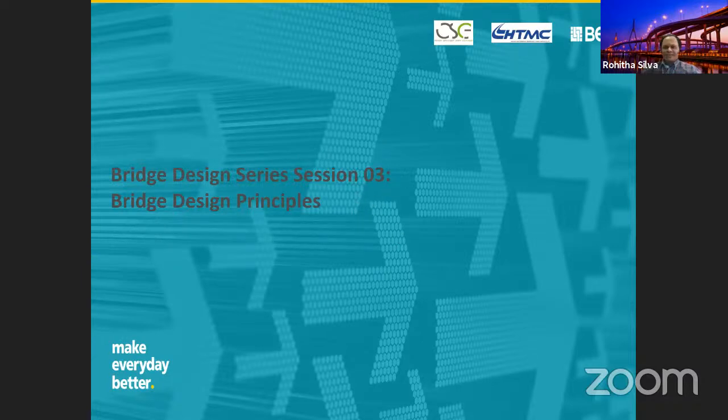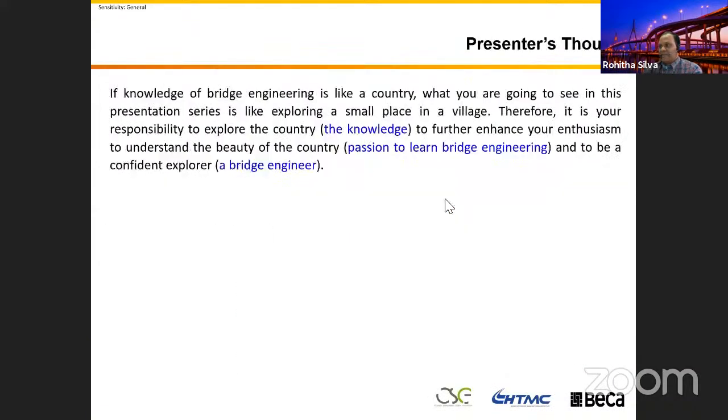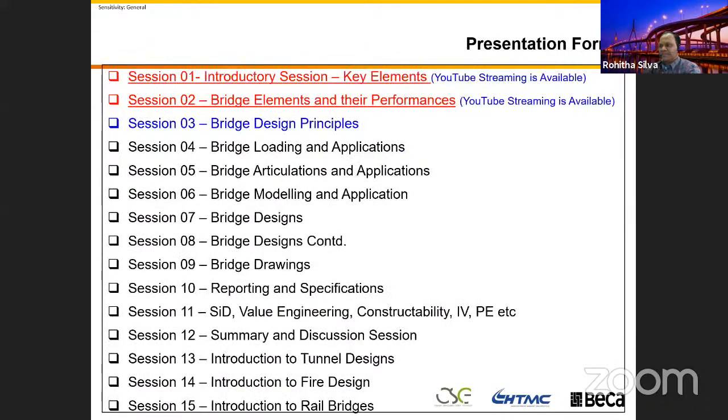Today, session number 3, we're going to discuss bridge principles. Please bear with me, because if you notice any spelling mistakes or grammatical errors in the presentation slides, please correct them yourself. This is a short bio about me, this is the disclaimer, and then this is the presentation format.